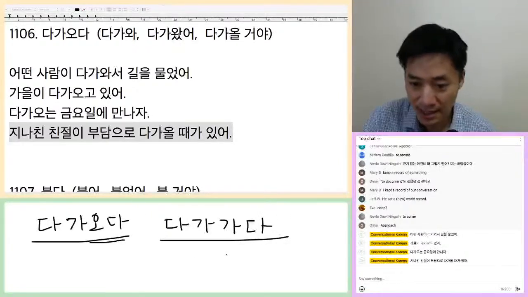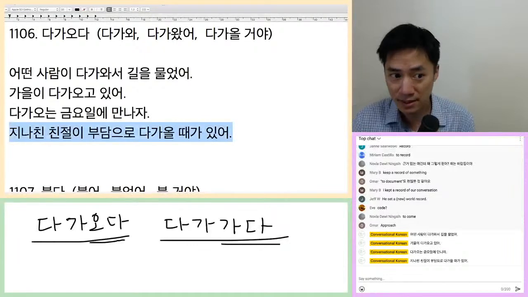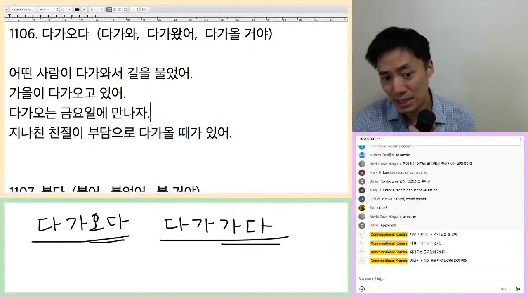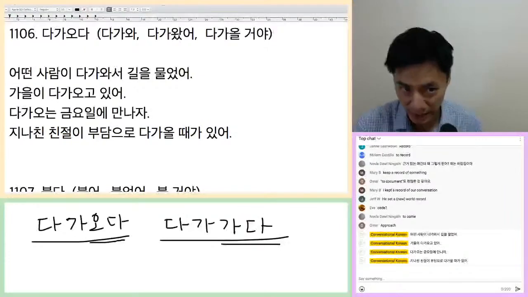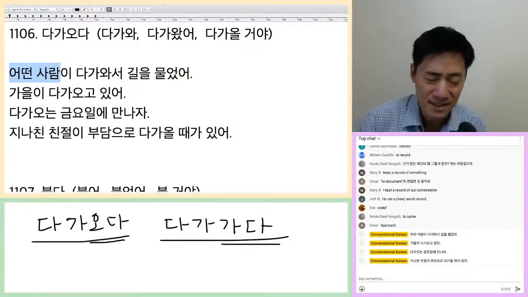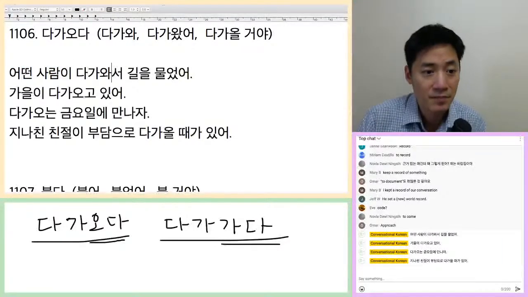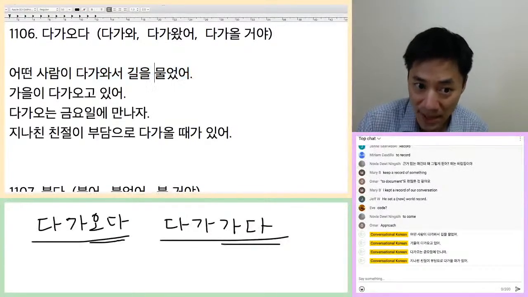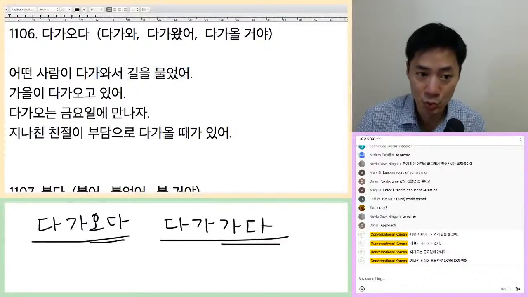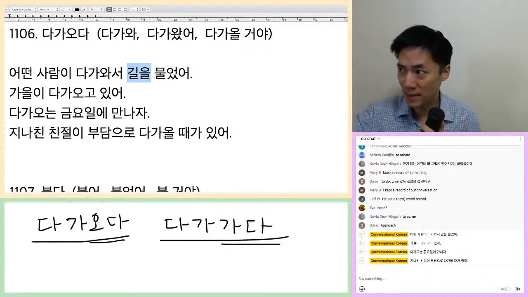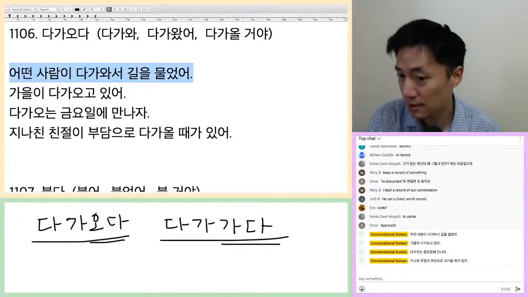오다 means to come, by the way. 가다 means to go. So you can guess easily, I guess. So 다가오다, someone is approaching you. Someone is coming to you. 다가오다. So 어떤 사람, it's like some random guy, just some people. Some people 다가와서 길을 물었어. The last one is in the past tense. So some people approached me and asked about the direction. Hey, how to get to the bank? How to get to the subway station? Yeah, someone asked me that. 어떤 사람이 다가와서 길을 물었어.